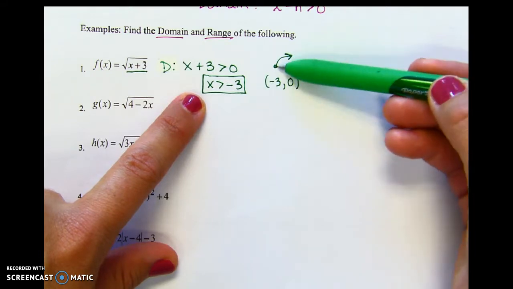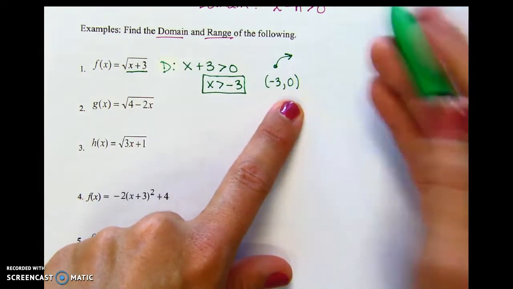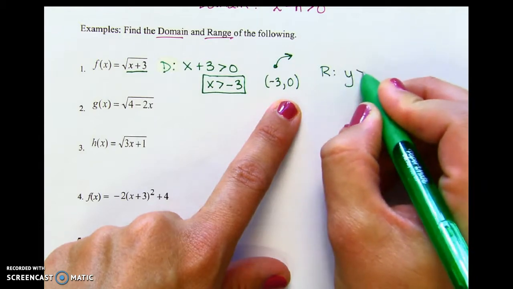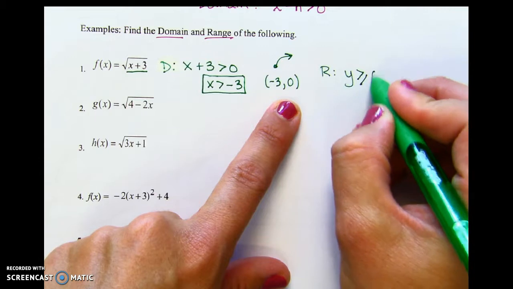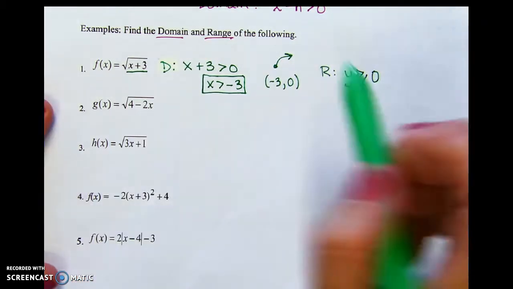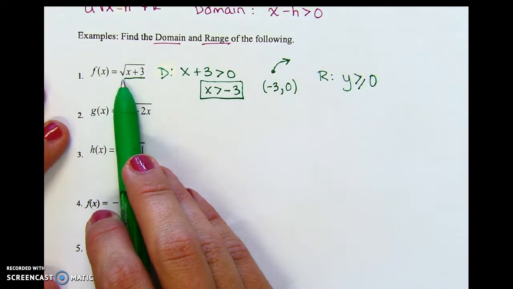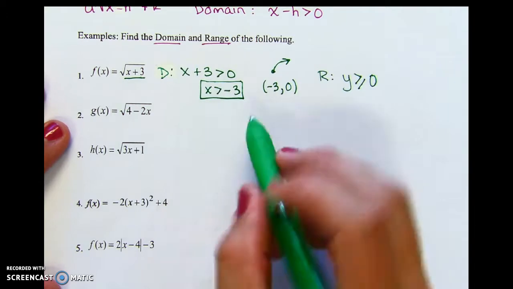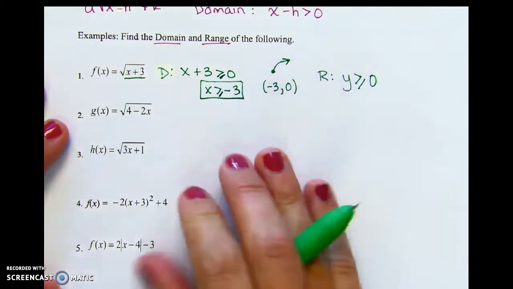Are they going up or are they going down? They're going up, and they started at 0, so that's our range. So our range is going to be all the y's greater than, oh, we got to go back and talk about 0. Can you take the square root of 0? What's the square root of 0? 0. So can this be equal to 0? Yes. So we got to go back and fix, edit, edit.